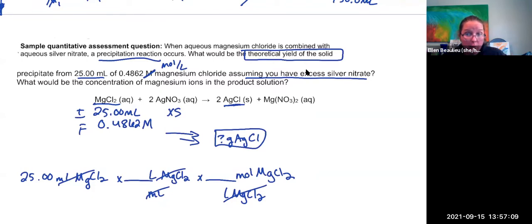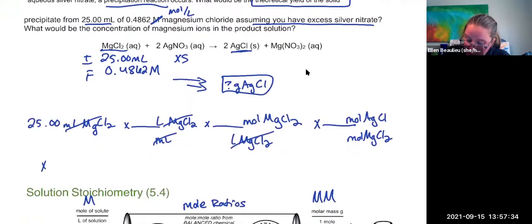Where should I go? Well, the whole reason to get into moles is to exchange moles. So I need to go to something else. What am I trying to relate to? I want to know my theoretical yield. So I want to get out of moles of magnesium chloride. I'm going to exchange for moles of that product, silver chloride. Now my theoretical yield, I can't measure out moles on a balance. I can only measure out grams. So I'm going to get out of moles and into grams as my theoretical yield.